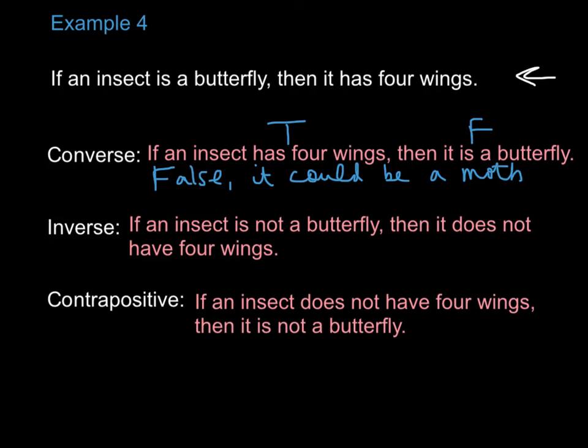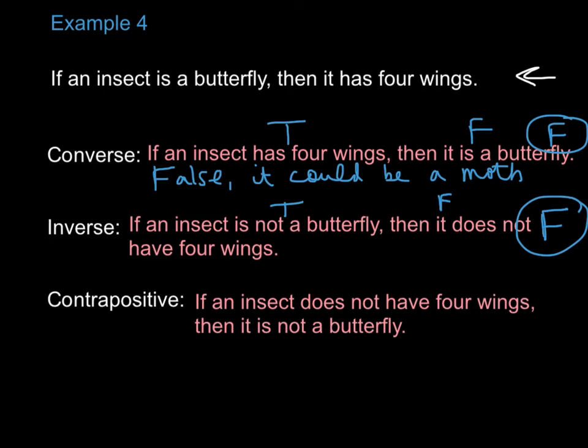Inverse. If an insect is not a butterfly, then it does not have 4 wings. Well, if an insect is not a butterfly, that could be true, then it does not have four wings. Well, wait a minute. Just because it's not a butterfly doesn't mean it doesn't have four wings. For example, a moth is not a butterfly, but it does have four wings. So you can prove a counterexample. Once again, a moth has four wings. So this statement is also false. So the converse is false, the inverse is false.